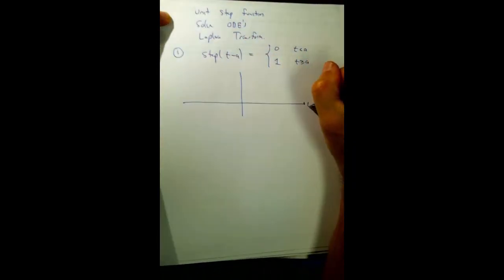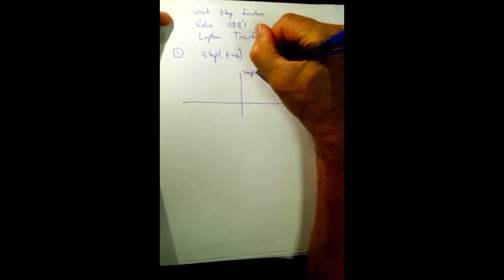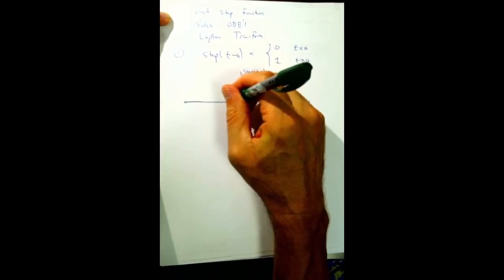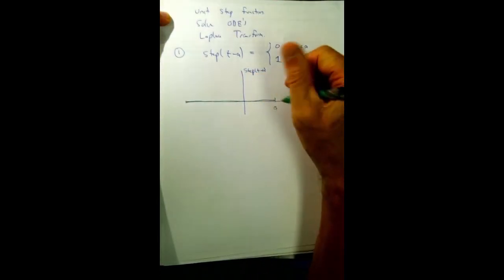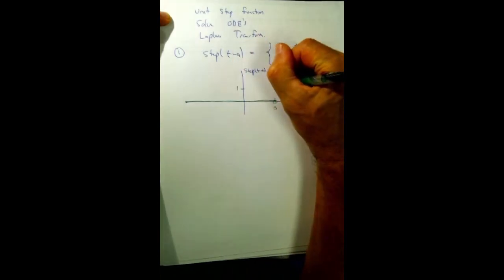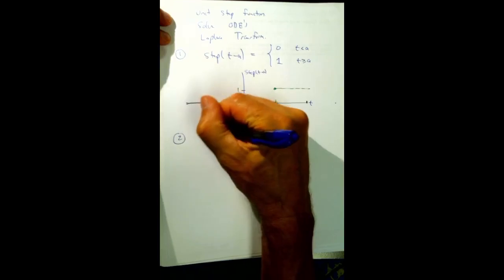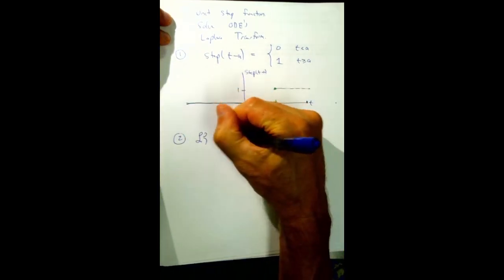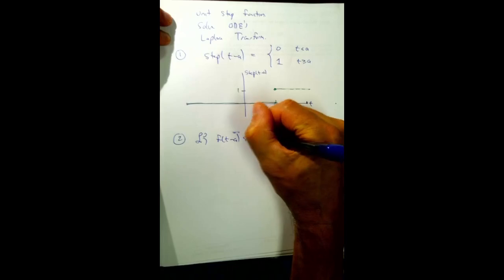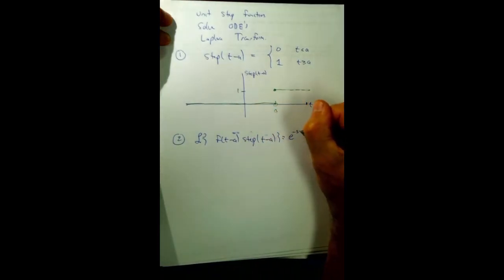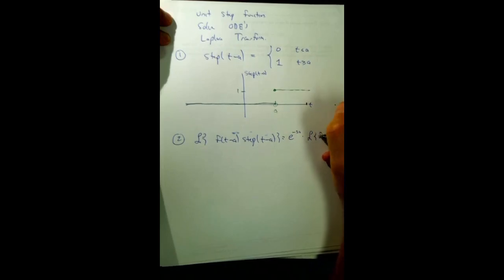So graphically, the thing is off, or 0, until we get to a, and then at a, it becomes equal to 1. We also have, from last time, this following property: the Laplace transform of a function evaluated at t minus a times a step function evaluated at t minus a is e to the minus sa times the Laplace transform of the function.